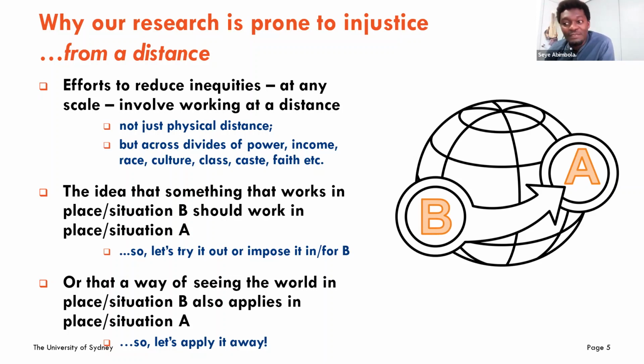In other words, we can't assume, we can't just walk ahead as if we are not extremely likely to get it wrong, right? Now, often global health research involves the idea that something that works in a place or situation B should work in a place or situation A. So let's try it out or impose it in situation or place A. Or that the way of seeing the world in a place or situation B also applies to a place or situation A, which is the case with the Senegal story. In terms of intervention, is the case with performance-based financing, having worked in Rwanda.